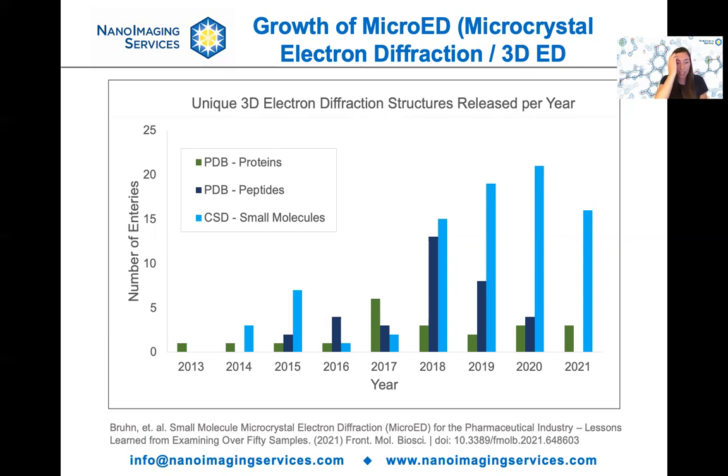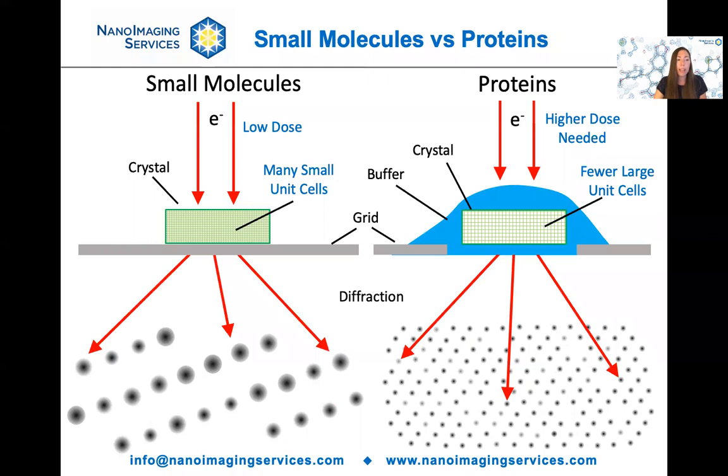So here's a look at the number of unique depositions into the Protein Data Bank and the Cambridge Structural Database for proteins, peptides, and small molecules. As you can see, in recent years there's been a huge increase in the number of small molecule and peptide structures that have been deposited, and this really highlights the rapid growth of this technique for these types of samples.